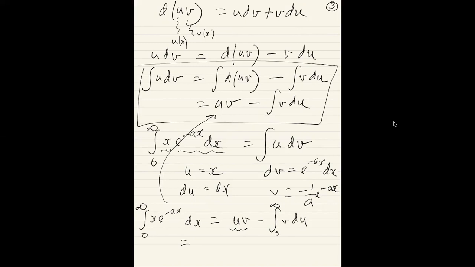So what is uv? uv is going to be x multiplied by this thing. So we have minus x over a multiplied by e to the power minus ax calculated at 0 and at infinity. So you calculate it at infinity, you calculate it at 0, and you take the difference. So we should write that here also, 0 and infinity. If it was an indefinite integral, then we won't have these limits. Minus integral 0 to infinity, minus 1 over a e to the power minus ax dx.